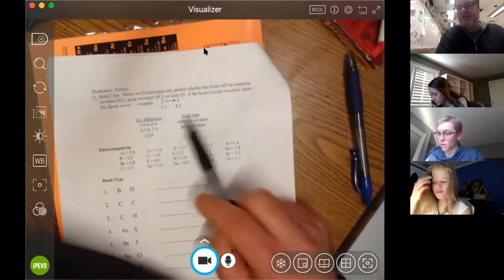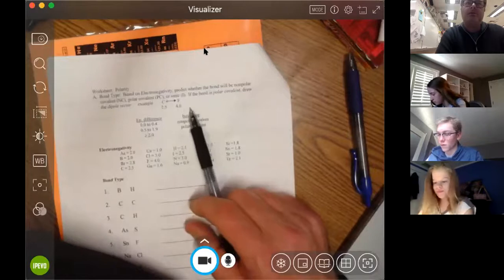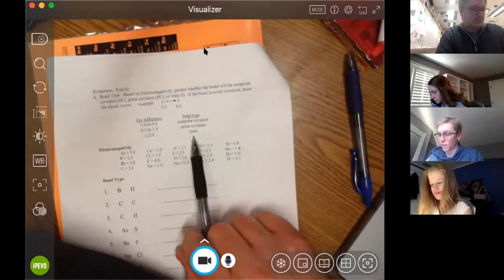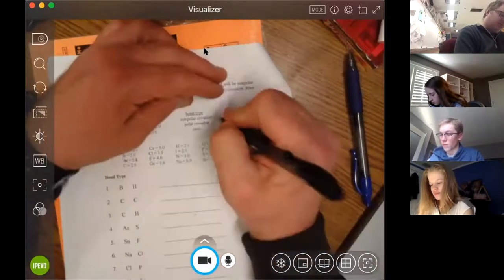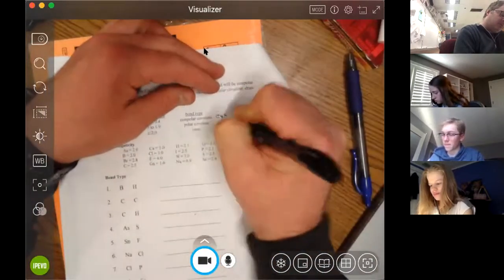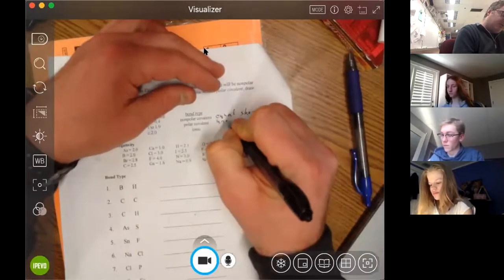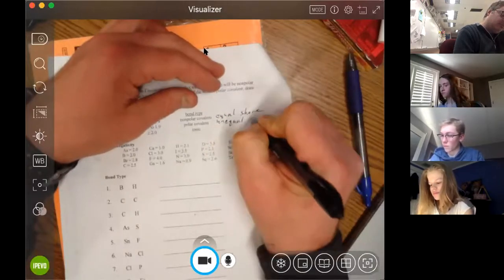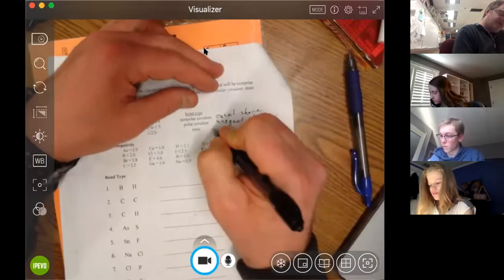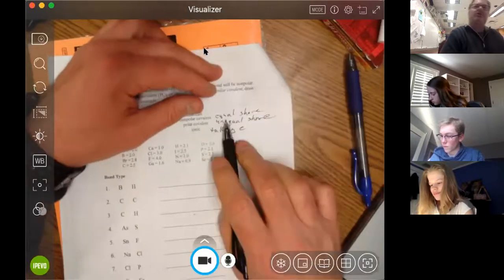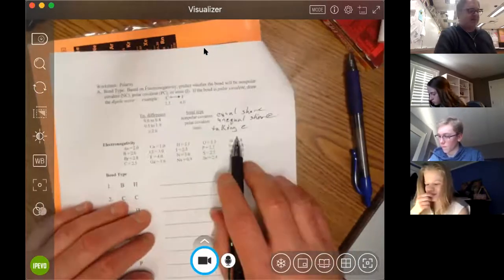The fluorine is pulling these electrons closer to it. Now, if it had the ability to pull them all the way off, then it would be ionic. So basically, this is equal share, unequal share, and taking. So this is equal share of electrons, unequal share, and taking electrons.